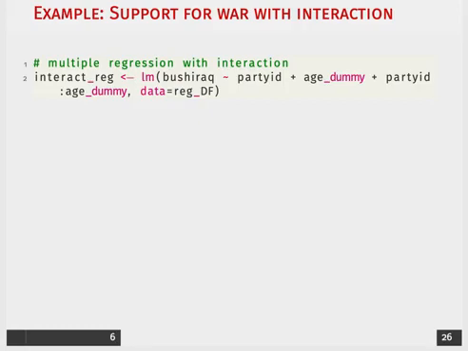All right, so let's go ahead and fit our regression in R using the lm function. Remember, our outcome is support for Bush leading up to the Iraq War, so Bush-Iraq is the outcome. And our two covariates from last time are party ID and the additive effect of age. Now what we're adding in is that third estimated coefficient, the interaction between party ID and age dummy.